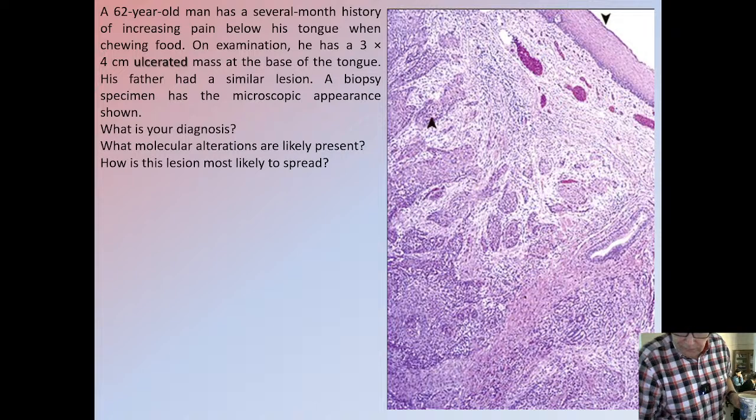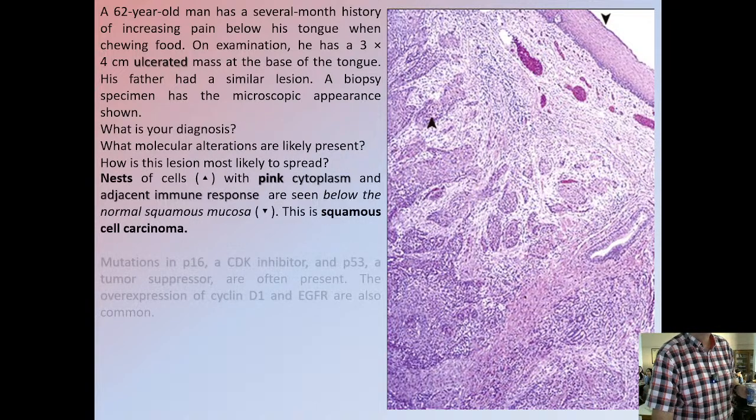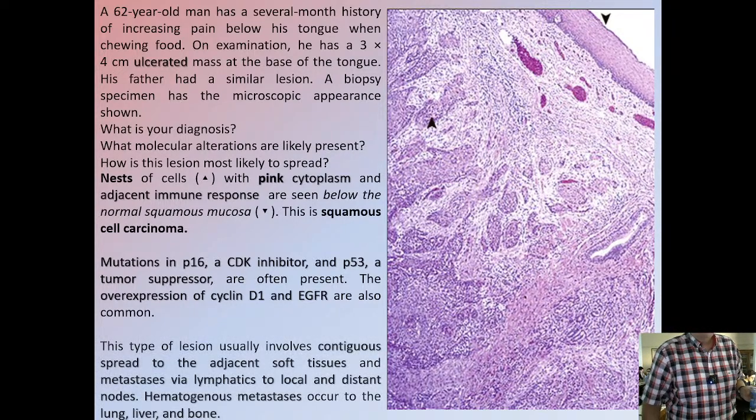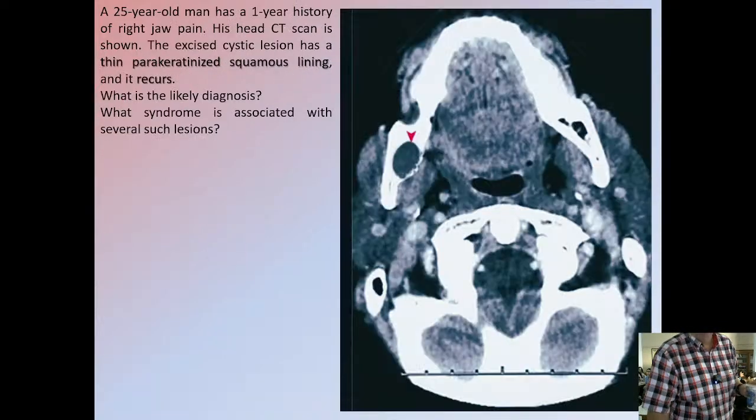And of course, this is squamous cell carcinoma, and it can give metastasis. You can see some genetic alterations that are expected in such cancers. And of course, you have a local spread, like all malignancies, metastasis in lymph nodes, and distant hematogenous metastasis to the lung, liver, and bone.